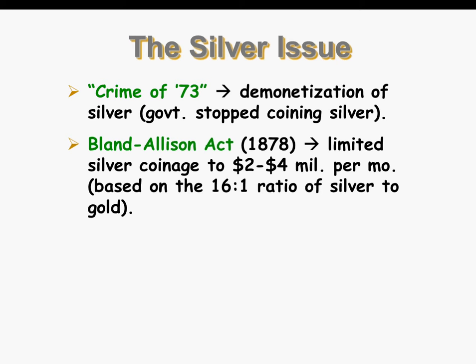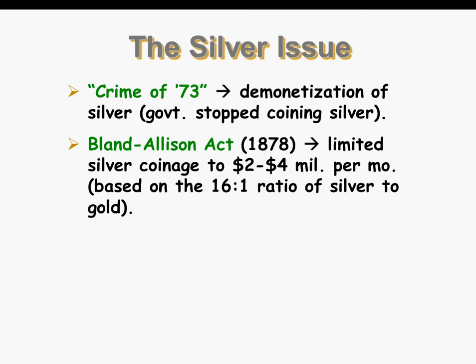The Crime of '73 for farmers is when the government stopped coining silver. A lot of the farmers believed that this was going to make it even tougher to get a loan. There was a money shortage.